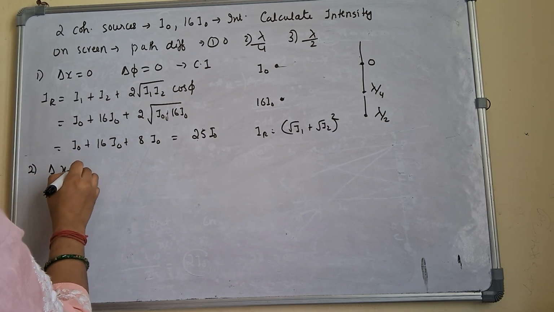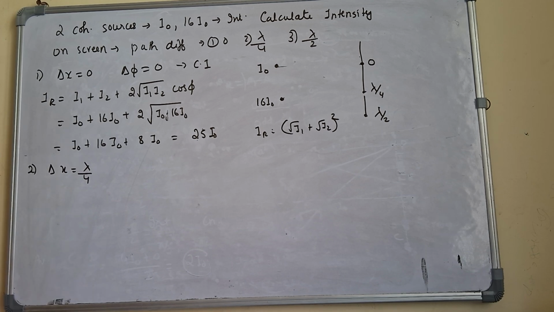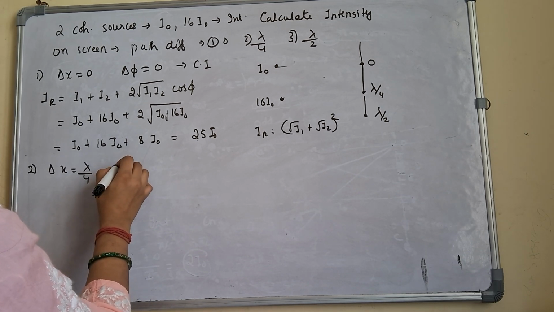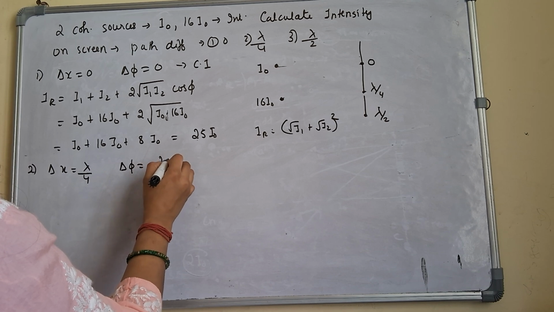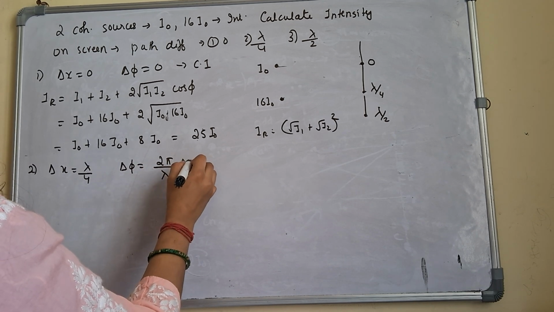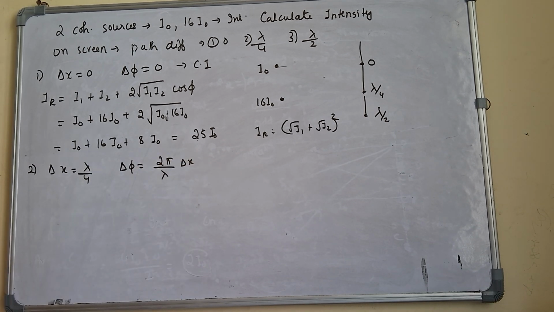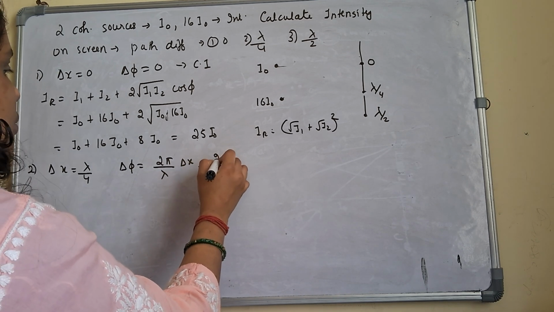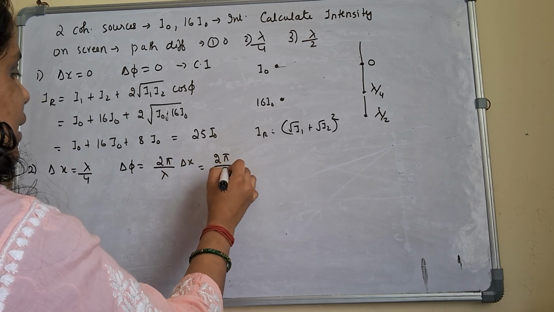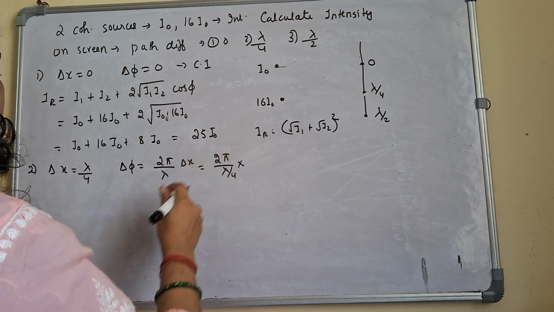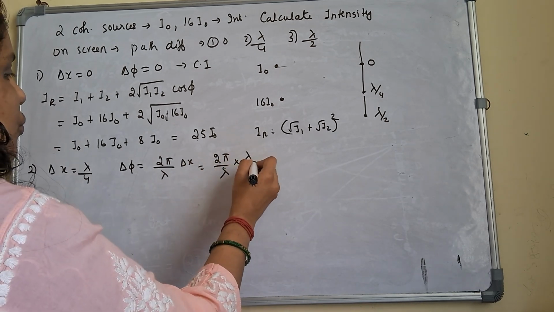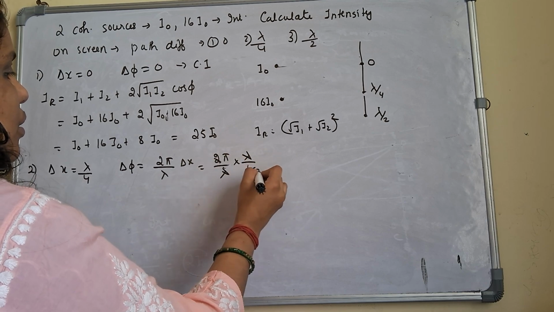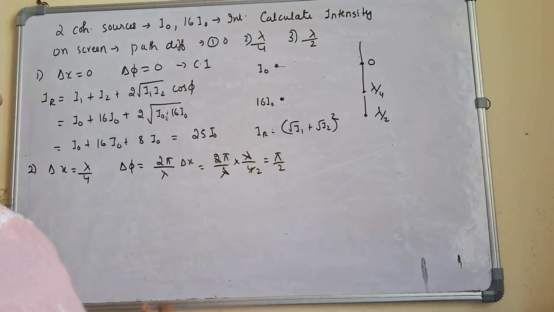Now, in the second case, delta x is lambda by 4. What will be the corresponding phase difference? Now, if you want, you can calculate it. Phase difference is 2 pi by lambda into path difference. So it is 2 pi by lambda into delta x, into lambda by 4. Lambda gone, so this is pi by 2. This is one way of understanding.